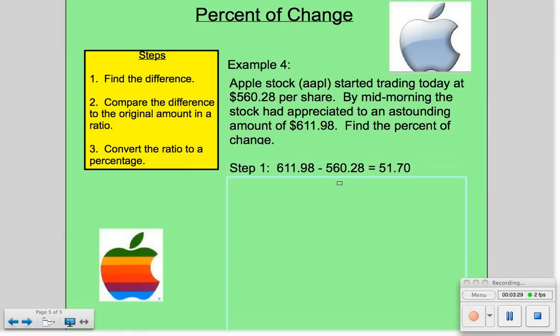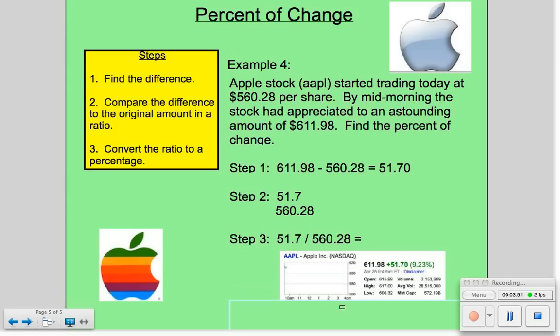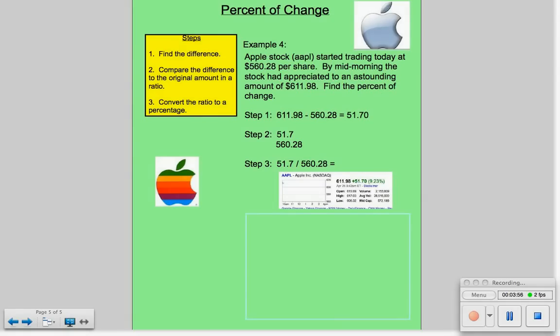So once again, we're going to find the difference between the original amount and the new amount. You can see that it went up $51.70. We're then going to set up a ratio that compares the difference to the original amount, and then we're going to convert that ratio into a percentage. I took a screenshot today, so rounding our answer to the nearest hundredths place, we can see there was a 9.23% increase in the value of that stock.